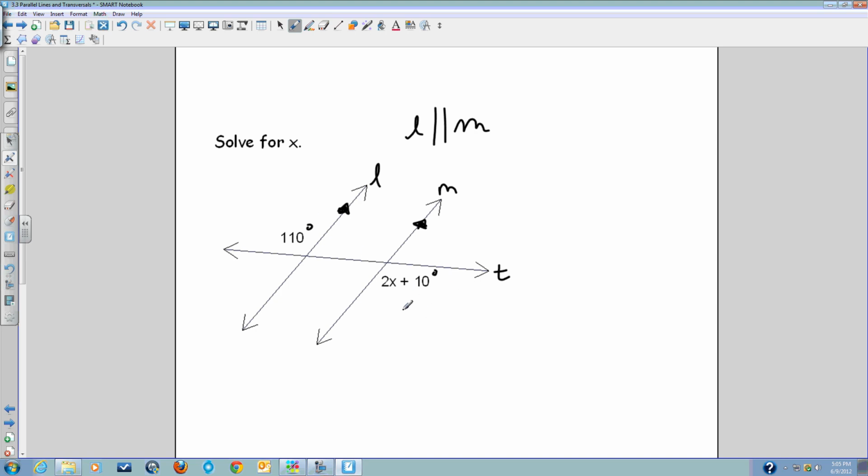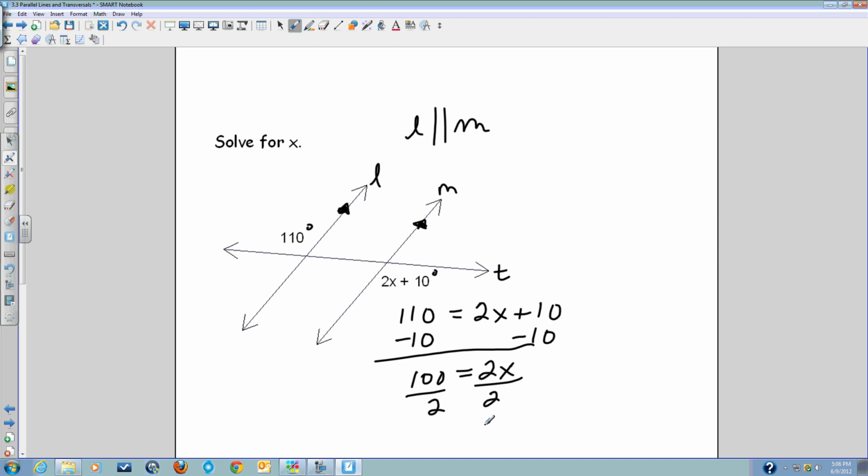So we could say that 110 degrees is equal to 2x plus 10 degrees. And that gives us an equation to solve. So we'll subtract 10 from each side, and we end up with 100 equals 2x. We want to get x alone, so we'll divide each side by 2, and x gives us 50 degrees.